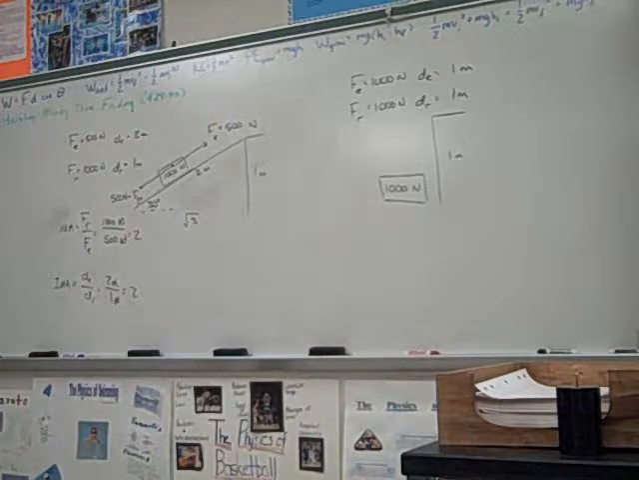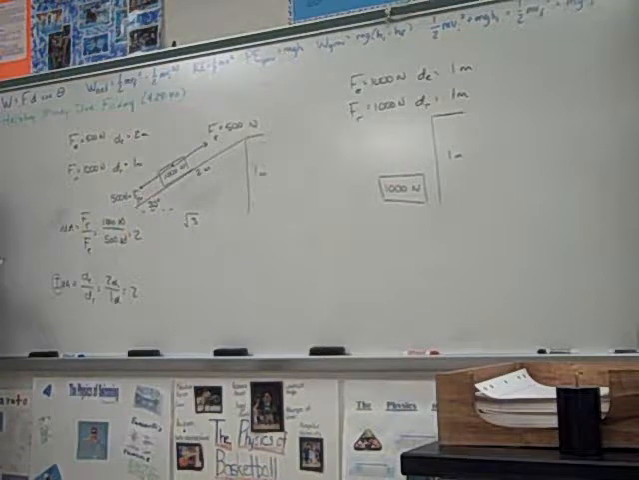Why is that the case? Why bother defining both of them if they're going to be equal all the time? Jeff? Because it's not always going to be ideal. When is it going to be ideal? No friction. Right. So ideal is going to imply no friction, no lost work, no lost energy. So the ideal mechanical advantage is the MA when there is no friction.